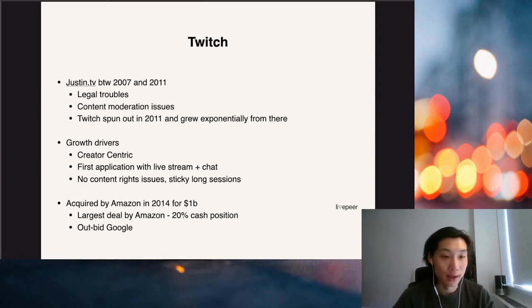And just a quick 3 years after that, Twitch was acquired by Amazon in 2014 for $1 billion. At that time, this was the largest acquisition that Amazon had ever done, right? It took about 20% of the cash position on Amazon's balance sheet. And of course, the second place bidder that Amazon outbid was Google, who was trying to buy Twitch as the live streaming product for their YouTube product line.